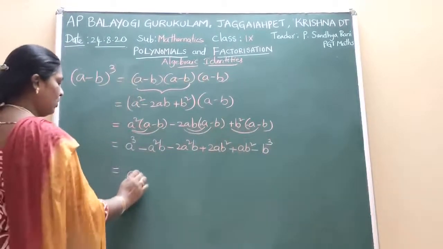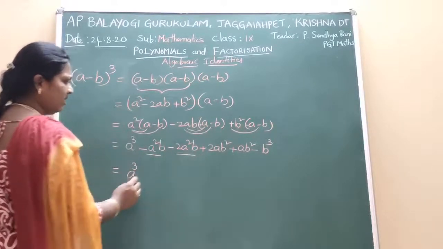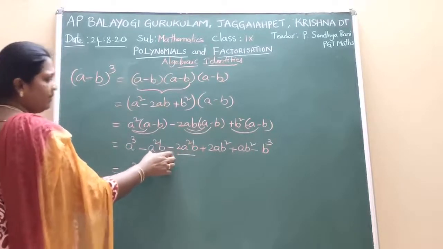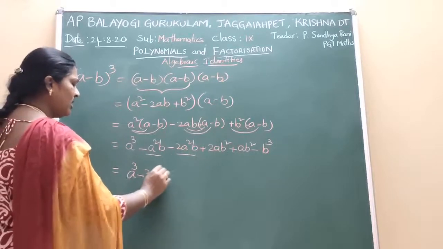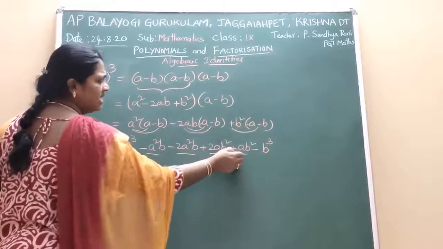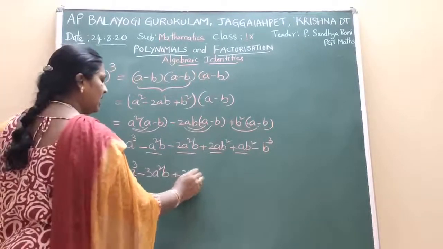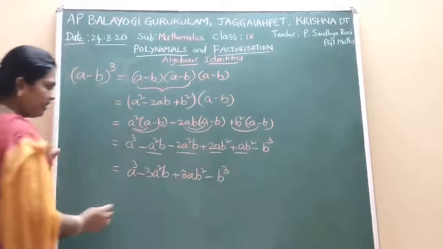See, a cube. Here we are having minus a square b minus 2ab square, minus 2a square b. These two are like terms, no? When we add these two, we get minus 3a square b. Here we are having plus 2ab square and plus ab square. By adding these two, we will get plus 3ab square. Again minus b cube. Okay.